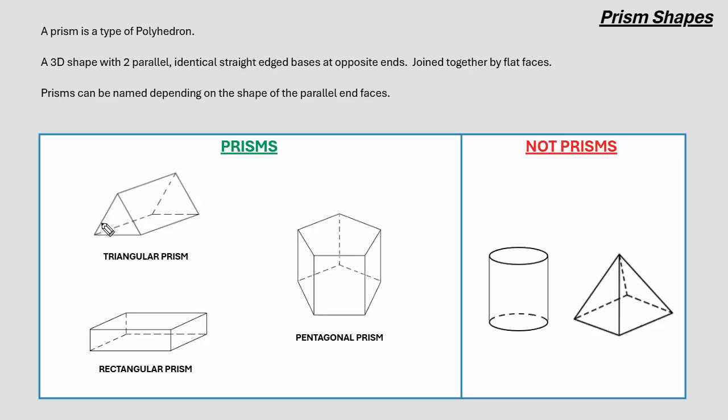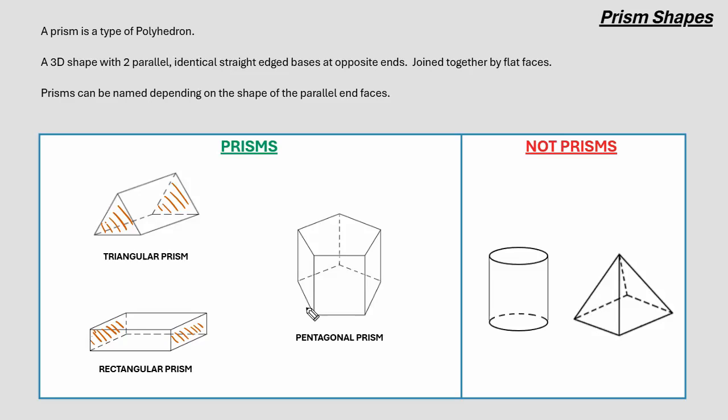We have two triangle-shaped bases at each end, joined together by three flat rectangle faces. We also have a rectangular prism, with two rectangles each end, and again joined together by flat faces between them.